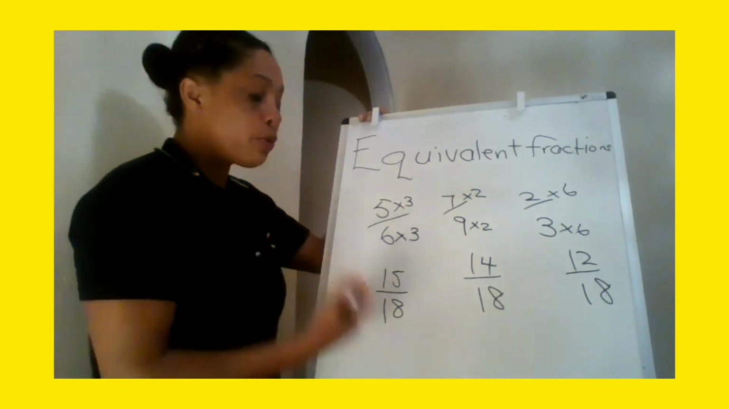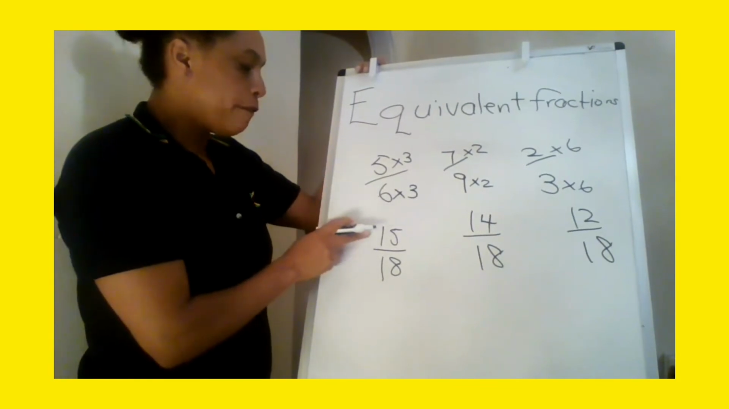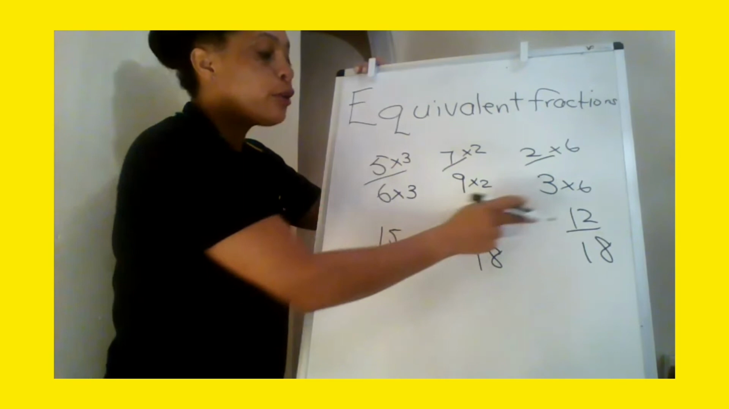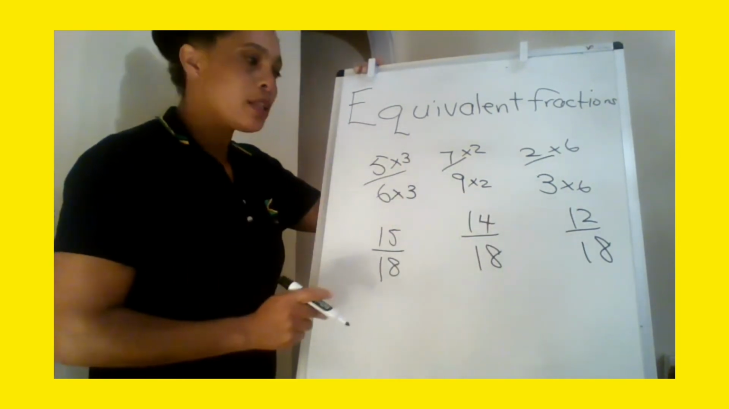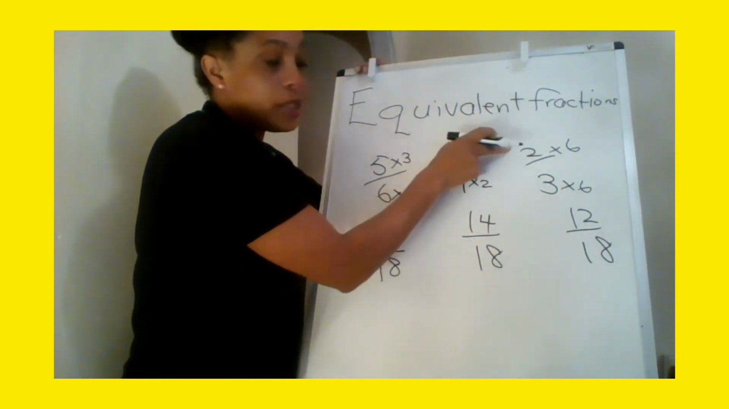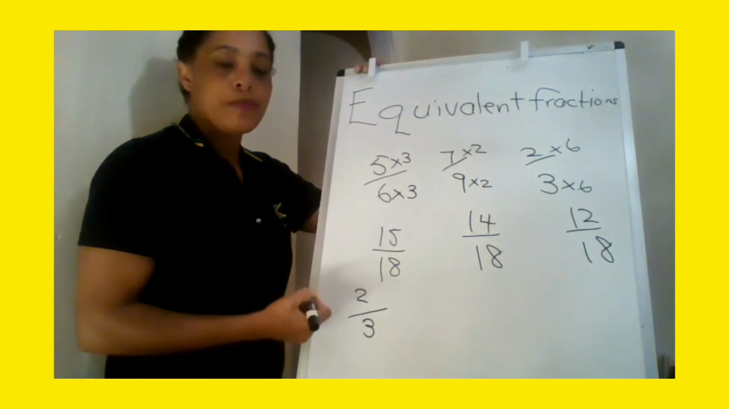So let's just put them in order, smallest to largest. Here we have 15 out of 18, 14 out of 18, and 12 out of 18. Now 12 out of 18 is the smallest. But remember, we were just using this to guide us. Our original question was here. So that means our smallest one is 2 out of 3.